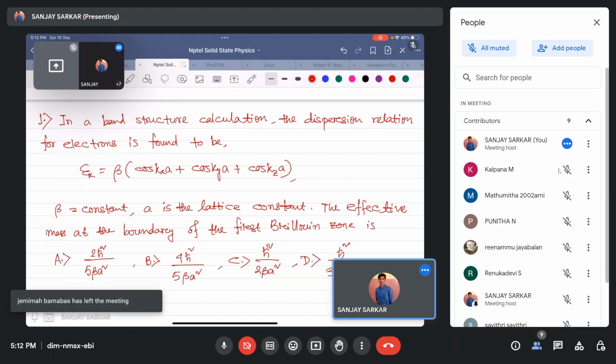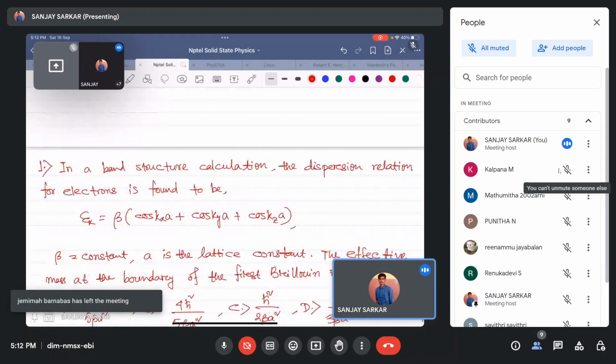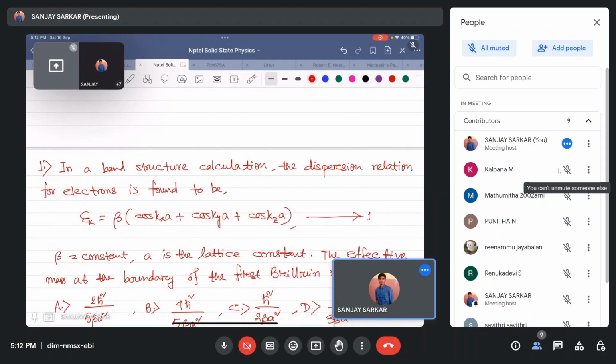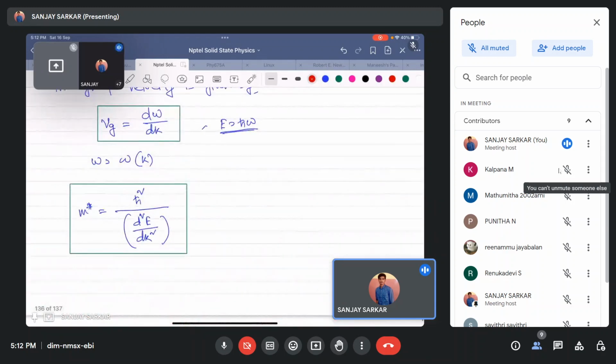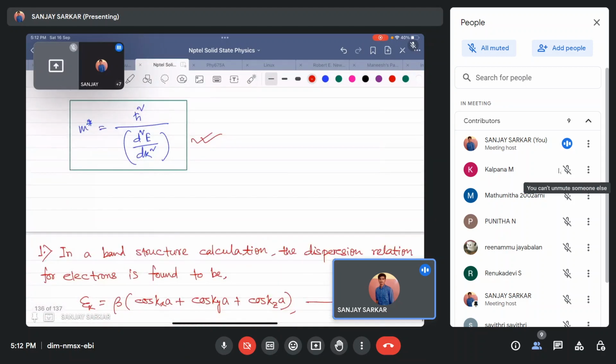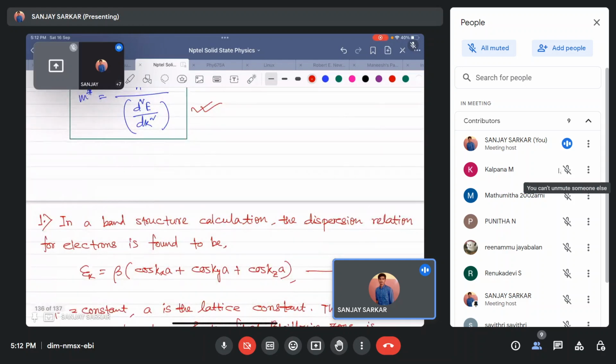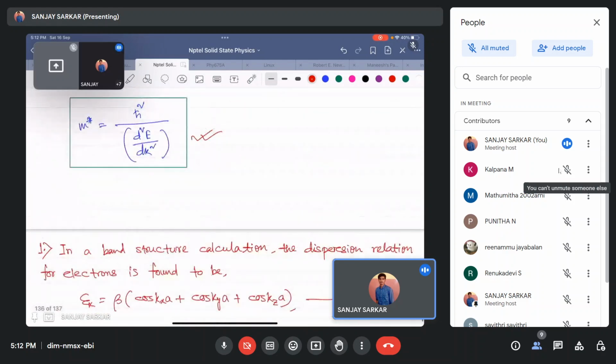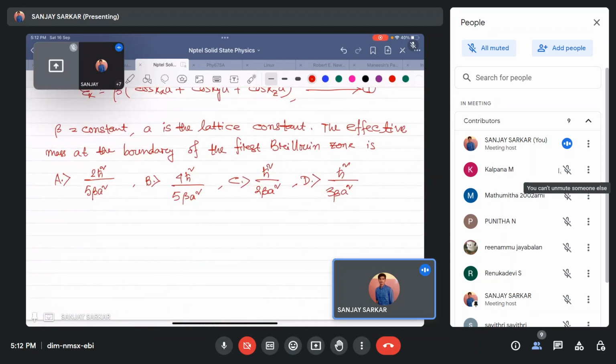So you need to calculate the effective mass. The dispersion relation is given; let's call this equation 1. What you need to do is find the m star for this electron. First calculate dE by dk, and then calculate d2E by dk2, and then use this formula to find which of the options is correct. Then we can solve a few numerical problems also.